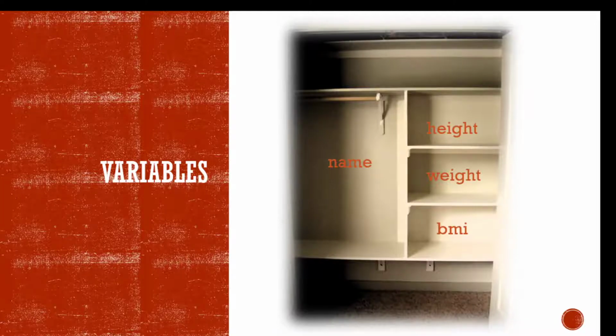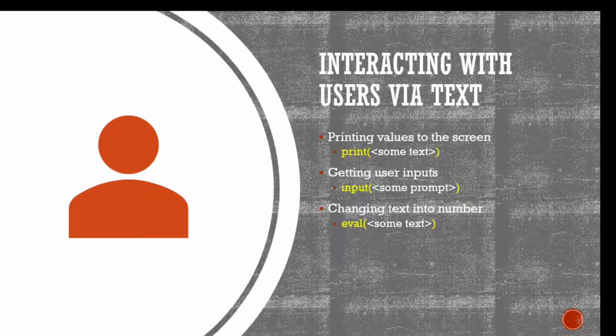Inside of the code, we also had a few extra little helpers. We'll talk about these more as we go, but there was the print, which takes text and puts it out on the screen. There was input, which receives input from the user, including some prompt to the user. And then there was eval, which takes text and turns it back into a number. Because when I type things into my keyboard, even though I'm typing numbers on my keyboard, they're not numbers until I treat them as such.